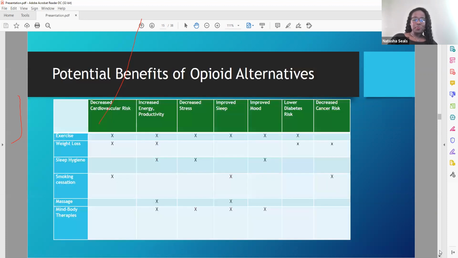Next slide. So here, I wanted to pause and share some of those potential benefits from opioid alternatives. There are so many things that we can do before we get to taking opioids. And this focuses on those non-pharmaceutical options. And we're just going to take a moment to look at a few of them.